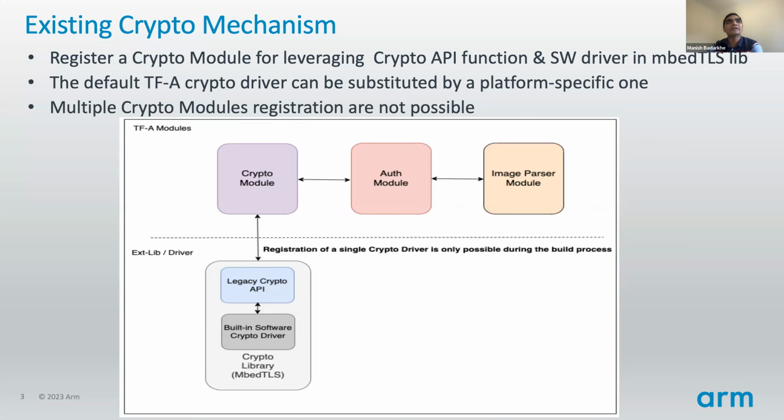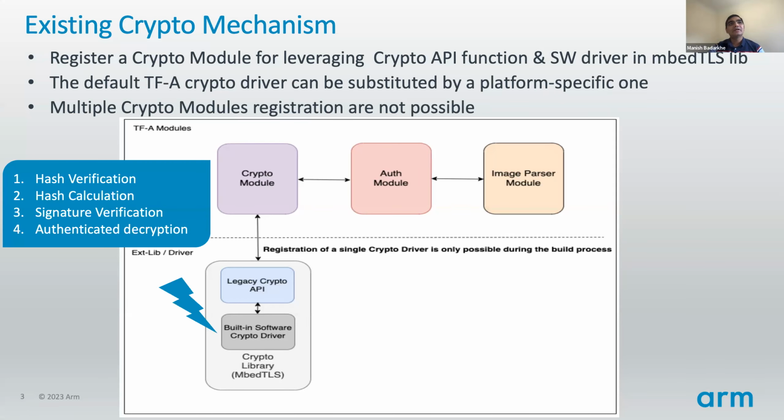In this figure, this is the default crypto driver, which is used by the Arm FVP platform, where we have the built-in software crypto driver and the legacy crypto API calling this built-in software crypto driver. This is the diagram from the Arm perspective, and this crypto driver does all the operations such as hash calculation, hash verification, signature verification, and authenticated decryption.